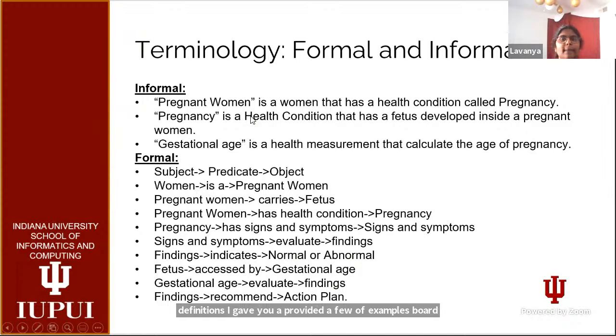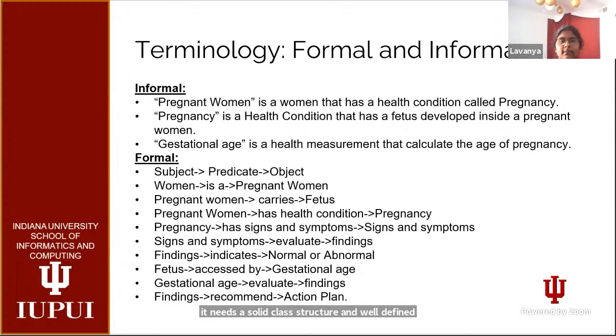A pregnant woman is a woman that has a health condition called pregnancy. And pregnancy is a health condition that has a fetus developed inside a pregnant woman. And gestational age is a health measurement or health assessment that calculates the age of pregnancy. Coming to the formal definitions, the formal definitions are the heart of ontology implementation, and they need a solid class structure and well-defined relationships among them.